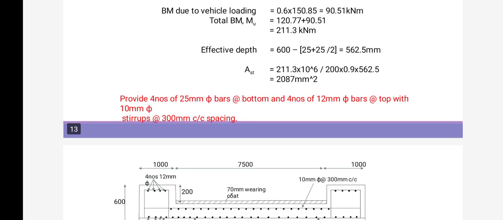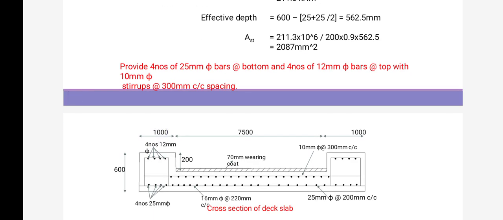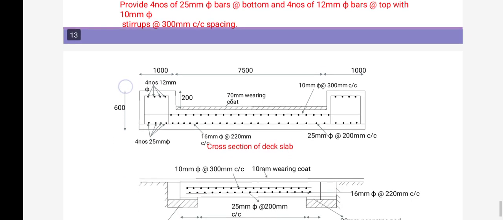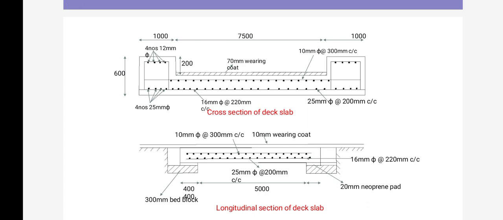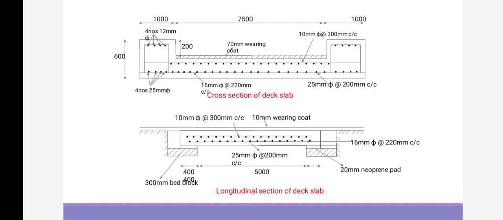Then effective depth is equal to 562.5 mm, and area of steel in tension reinforcement is equal to 2087 mm square. Provide 4 number of rod 25 mm diameter bar and 4 number of rod 12 mm diameter bar. So stirrups is 10 mm diameter bar at 300 mm center to center spacing. So that is the cross section of deck slab. The below figure, longitudinal section of deck slab.